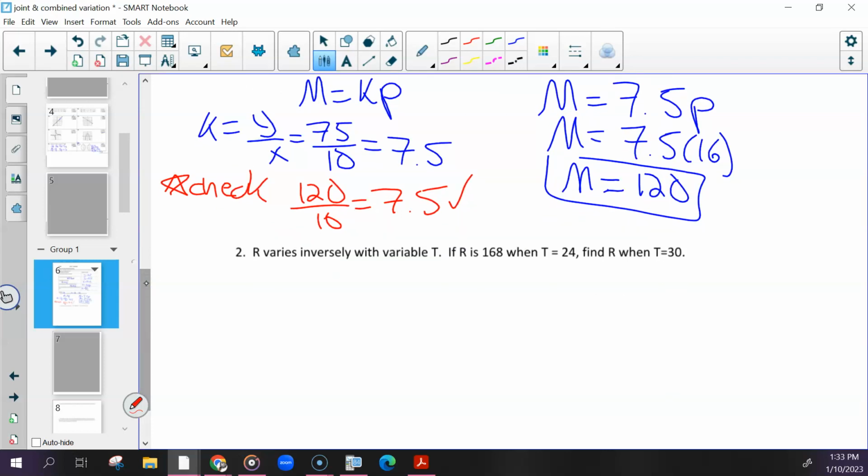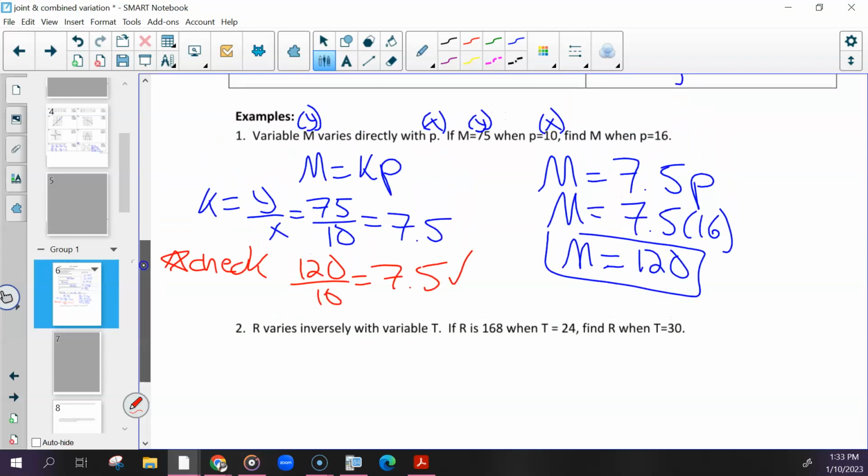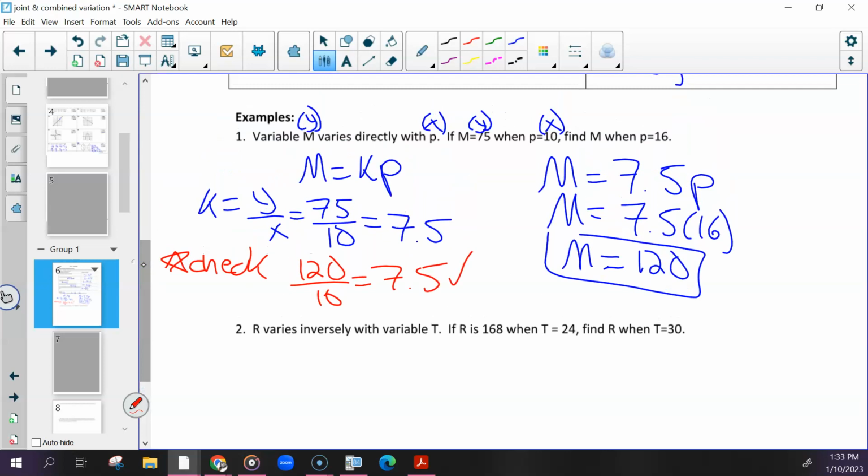Okay, let's try this next one. So you got 7.5 and then it went over to the other side. From this one. Oh, so you already got it back. So whatever the original equation is, the only thing you change is your K, then you put in your missing values.